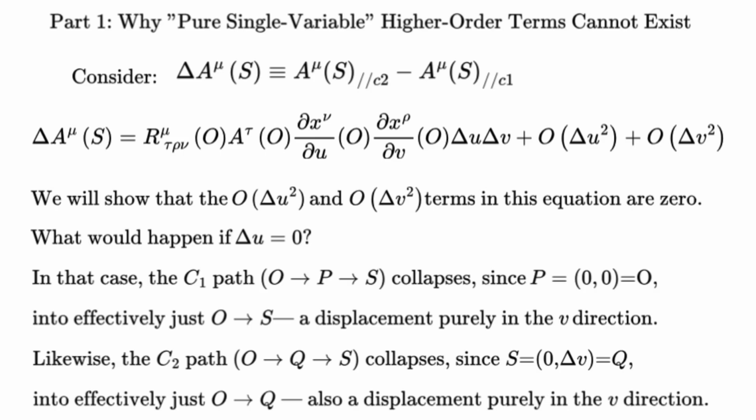In that case, the C1 path, OPS, collapses, since P equals 0, 0 equals O, into effectively just OS, a displacement purely in the V direction. Likewise, the C2 path, OQS, collapses, since S equals 0, delta V equals Q, into effectively just OQ, also a displacement purely in the V direction.